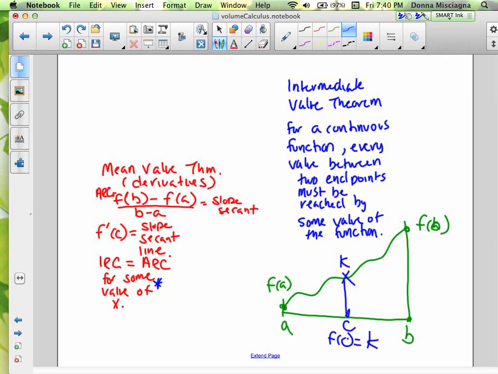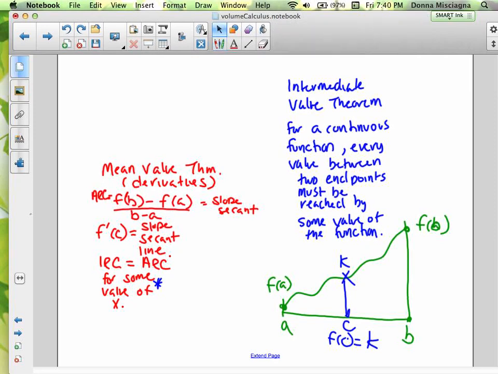You can't skip over any values. If you're a continuous function, then every y value and every x value is represented. So for every x, there's some y, and for every y between. We first saw mean value theorem when we were working with derivatives.